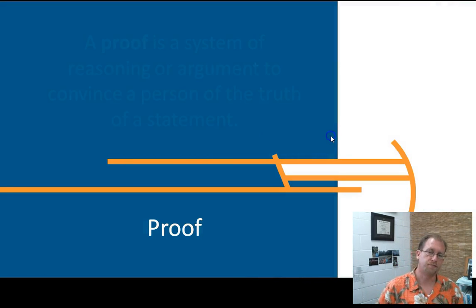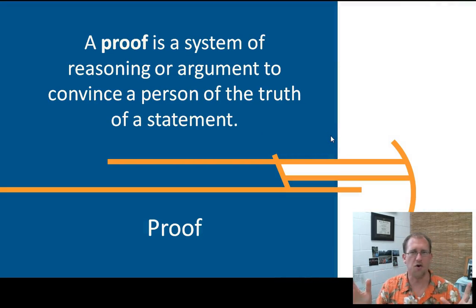Okay, so proofs. Here we go. Put your big boy pants on. We're going to get into proofs. A proof is a system of reasoning or argument to convince a person of the truth of a statement. You are demonstrating that something is absolutely true. Now, remember, we assume certain undefined terms. We have lots of definitions, right, that are good descriptions of something. And then we have a system of axioms or postulates that you don't need to prove, because you can just see that they are in fact true, self-evidently true statements.